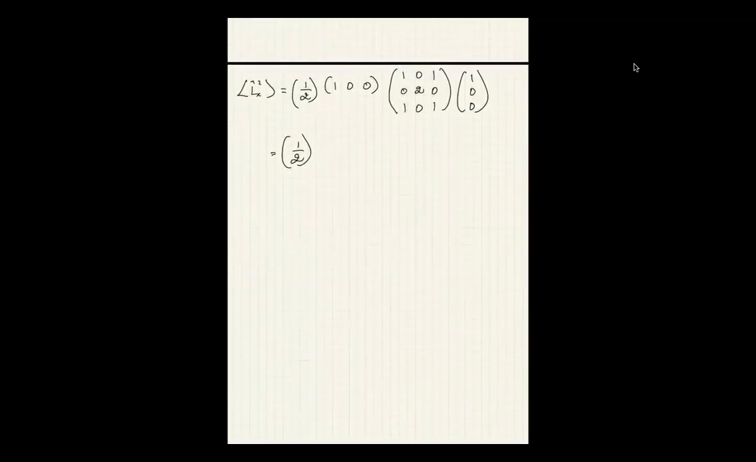All right, so this is my Lx squared operator, and I need to find out the average value of the Lx squared operator in this state. So the average value of Lx squared is, again, I'll take the 1 half outside, and the row vector 1, 0, 0 times this operator. This is equal to 1 half times 1, 0, 0 times the column vector 1, 0, 1. Okay. And this is just 1 half.